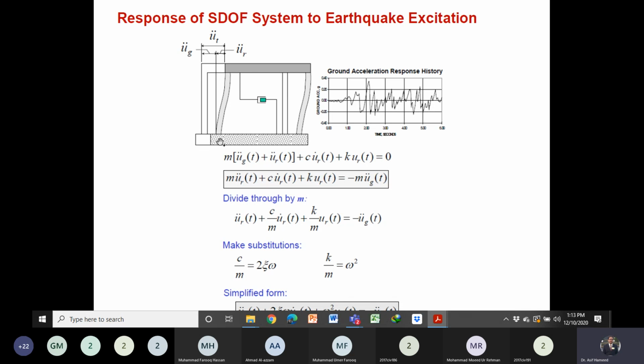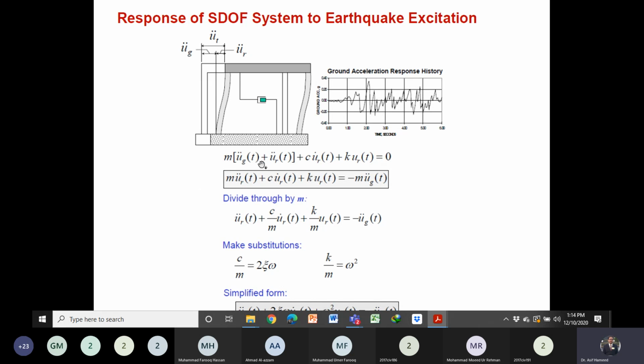Single degree freedom system having the stiffness K, damping C, mass M. It is subjected to this ground acceleration, this seismogram. So ground acceleration is a function of time. It's UG double dot. This is the acceleration of the mass with reference to base. And then this is the total acceleration. So total acceleration is equal to acceleration of the ground plus acceleration of the mass with respect to the ground.